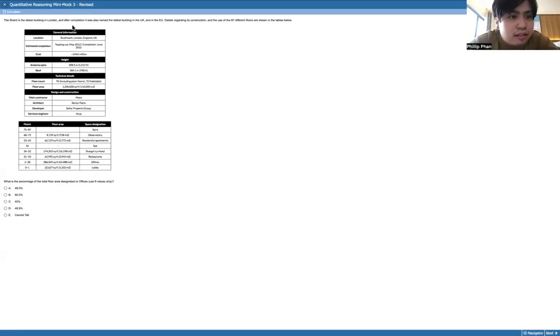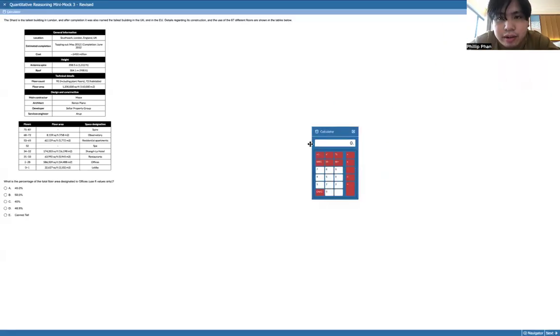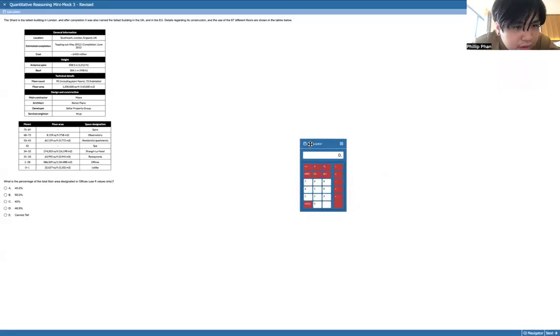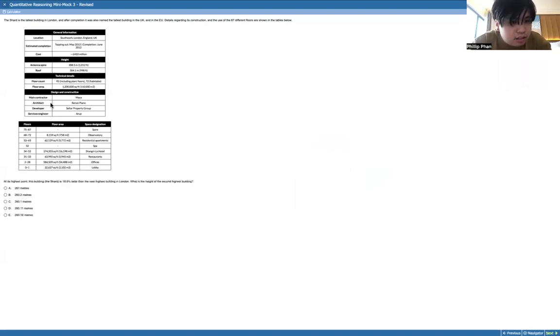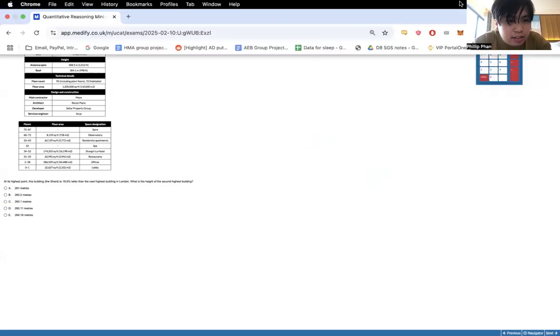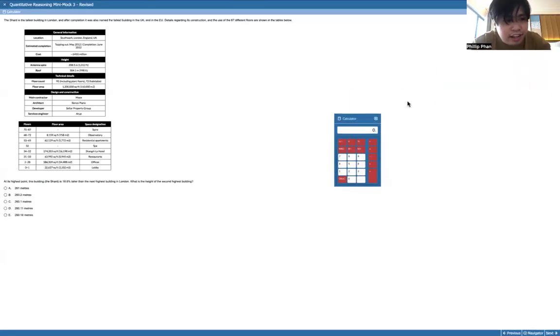Starting with the building questions. So I'm reading the information first. Officers using feet value only. Open calculator. Feet value only. Officers, 586,509 divided by 12222. 48.9%. So on. The Shard is 18%. Second highest building. As you can see, I'm just dragging the calculator. My camera's in the way. So 18.6%, looking for shortcuts.